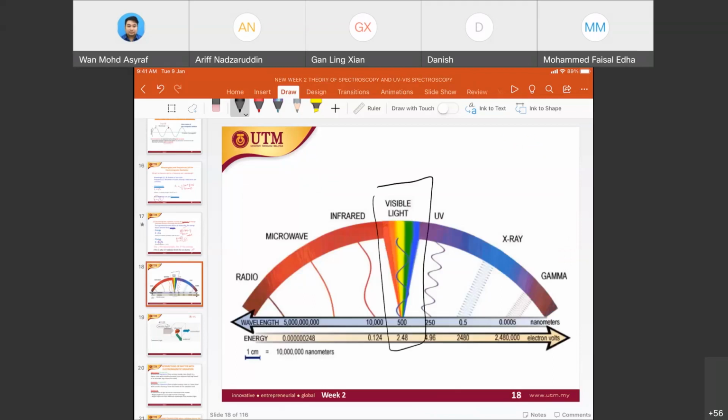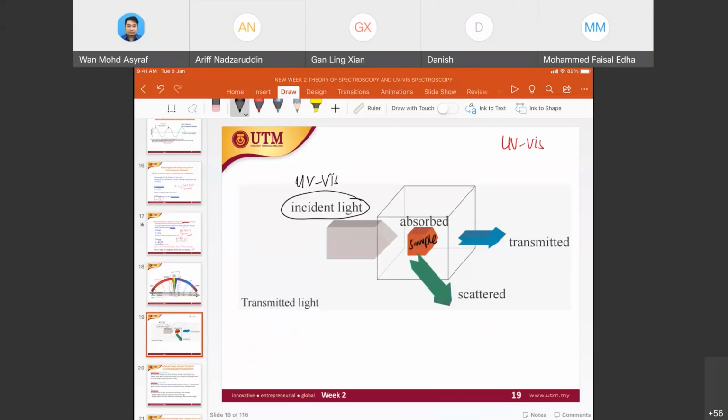Area 500 nanometer. Yang mana incident light in UV vis range itu akan beam akan dipancarkan kepada you punya sample, and sample you ni akan absorb the electromagnetic radiation, tetapi bila dia absorb, dia tak nak dia kena keluarkan balik. So that's why kita ada in terms of transmitted here dan scattered.